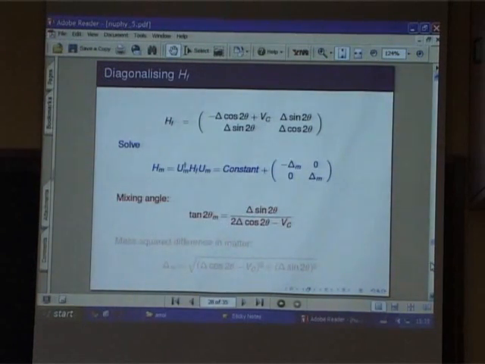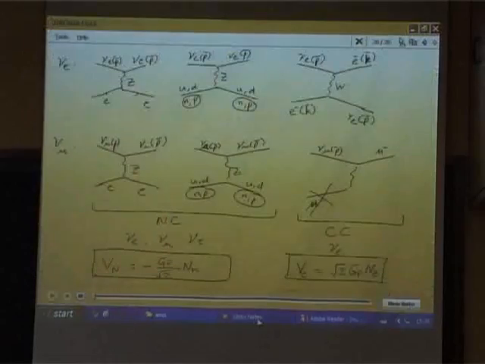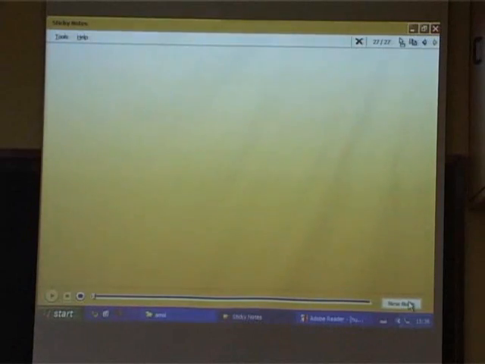So firstly, let's look at what the mixing angle theta m looks like. It's something that one should normally always remember. It's not trivial. If you have a matrix which is A, B, B, C, and you have to find out the mixing angle that diagonalizes it, it's always tan 2 theta is 2B divided by C minus A.